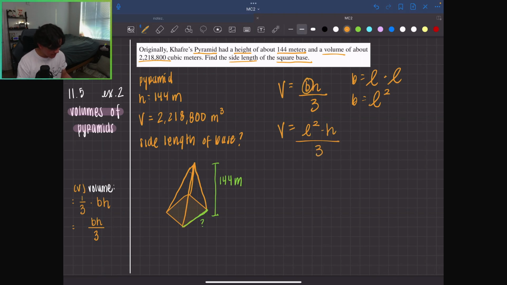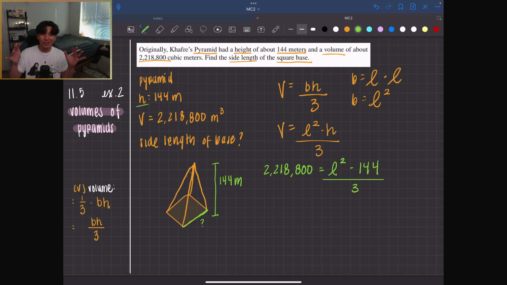We're switching this base now to L squared to reflect what the base is supposed to be, which is length times length. Okay, now let's start substituting all of these values. So we know what the volume is already. 2,218,800 meters cubed is going to equal, we don't know what the length is, that's what we're trying to find. We're trying to find what this variable is. Times H, we do know what the height is. It is times 144. And divide that by 3.